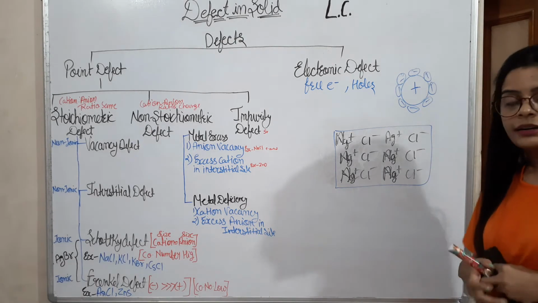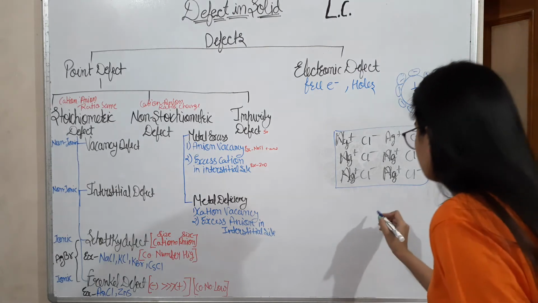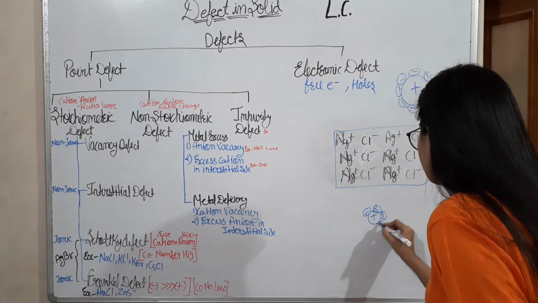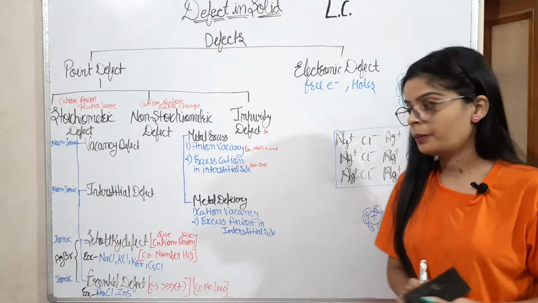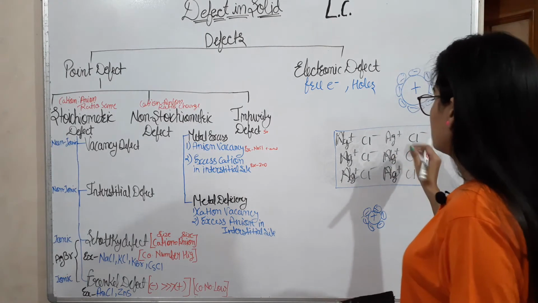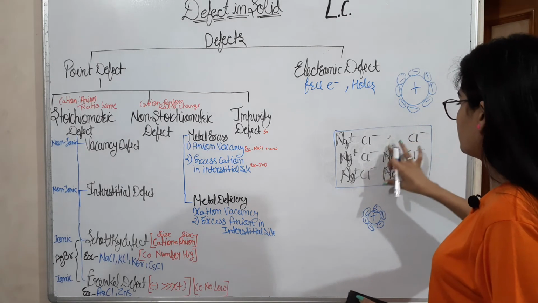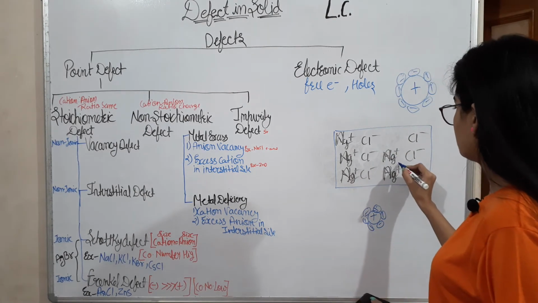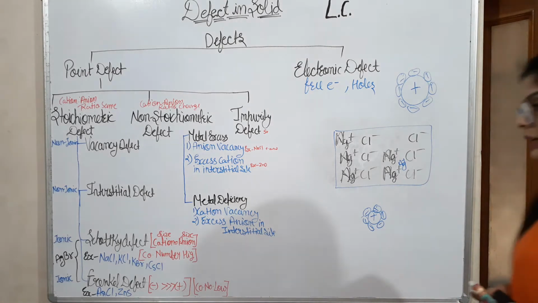In Frenkel defect, the size of the cation is smaller than the anion. So the cation is smaller, so it will surround a very small number of anions. It means its coordination number is very low. Now in Frenkel defect, because the cation size is smaller, the cation will be removed from here and go to the interstitial site in between. Okay, so this is known as Frenkel defect.